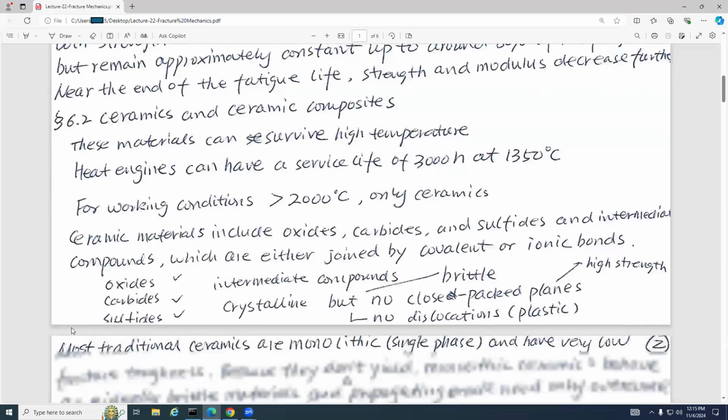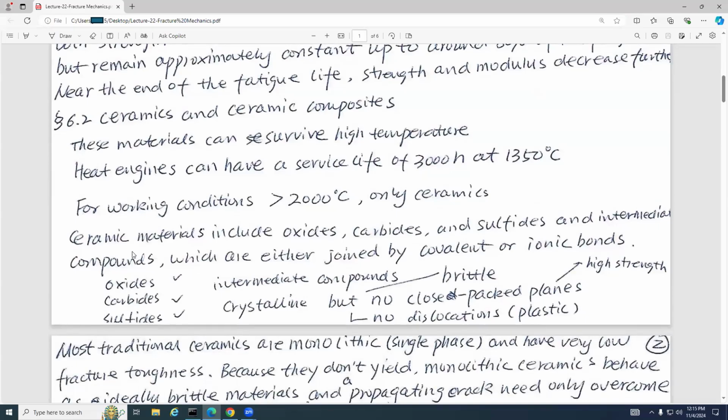Okay, so we have talked about the composites, polymer composites. Then we talk about ceramics and ceramic composites. So we know ceramics, right, guys? Ceramics are used commonly in our daily life. For example, the dishes, the bowls, and all the containers we use in the oven and in the microwave are made of ceramics.